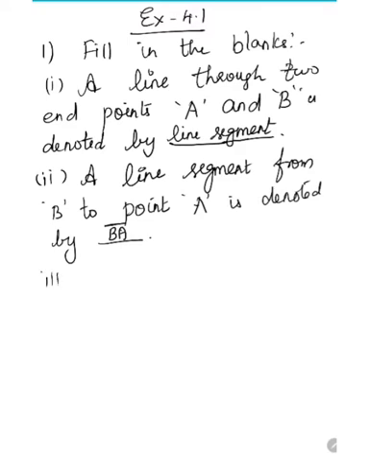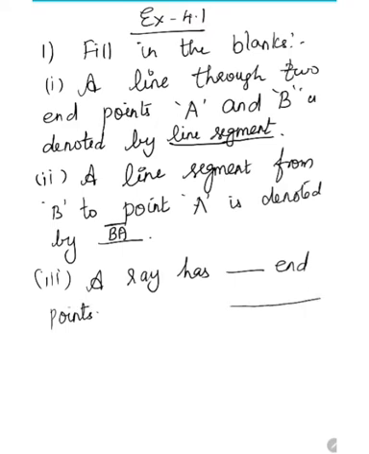Okay. The third one is a ray has dash endpoints. A ray, this is called ray. A ray has how many endpoints? Only one endpoint.